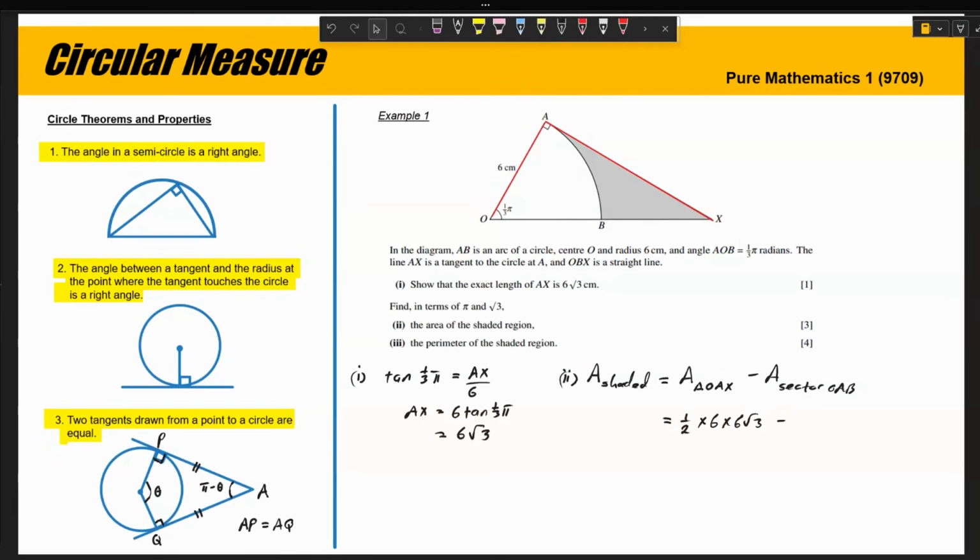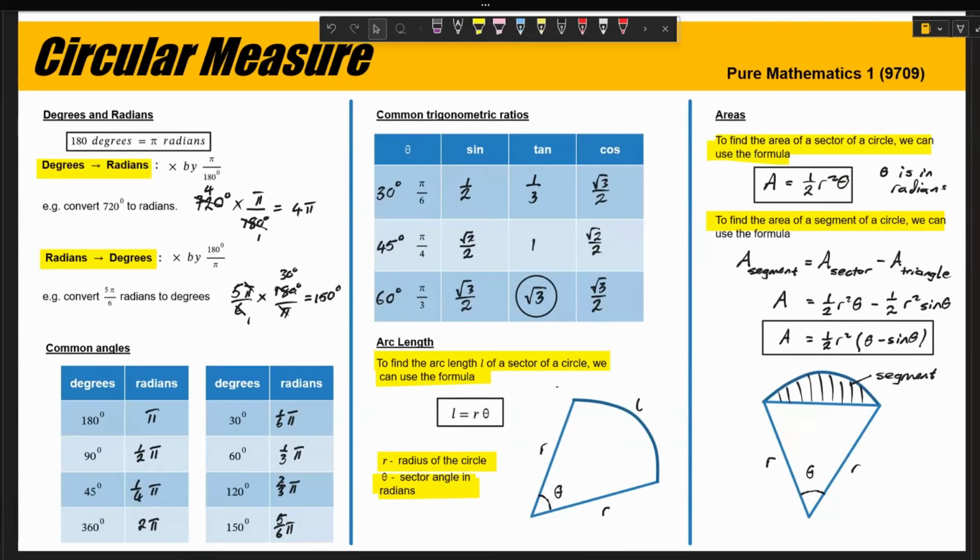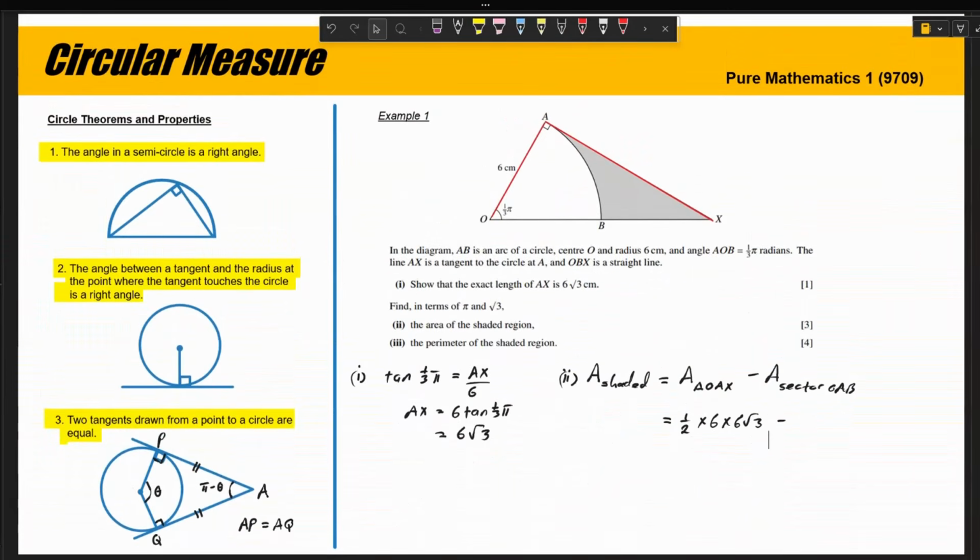Remember, area of sector we said is calculated as half r squared theta. So here it's half times the radius squared, which is 6, times the angle, a third pi. Simplifying, 2 goes into 2 once, into 6 three times, 6 times 3 is 18. So we have 18√3, and that's minus half of 6 squared, which is 18, divided by 3 is 6, so 6 pi. So that's the answer right there.